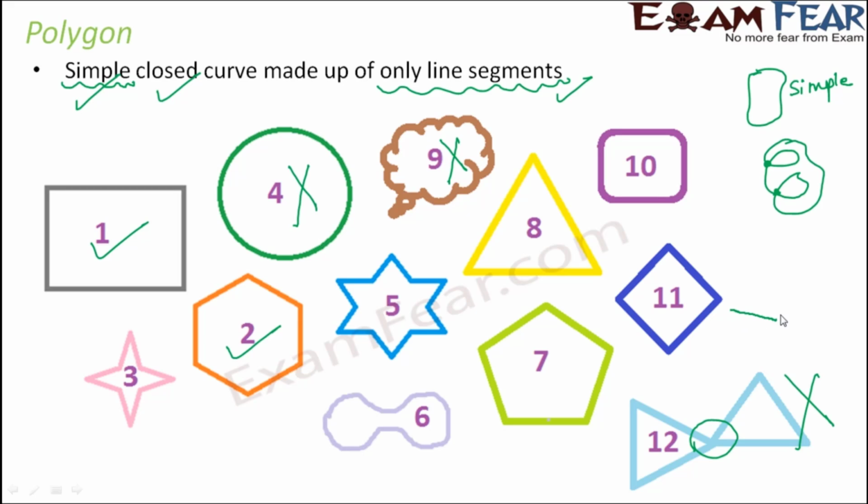However, if you draw a similar figure like this, then it is a polygon, because in this case it is not crossing over itself. So this is a simple curve, so this would be a polygon. In a similar way, try to identify all these images, whether it is a polygon or not. So the 3 criteria: simple curve, closed curve, only line segments. If these 3 are satisfied, that means that figure is a polygon.